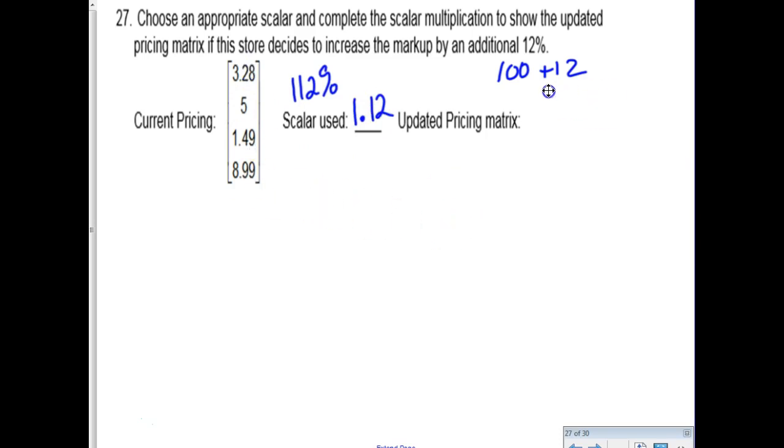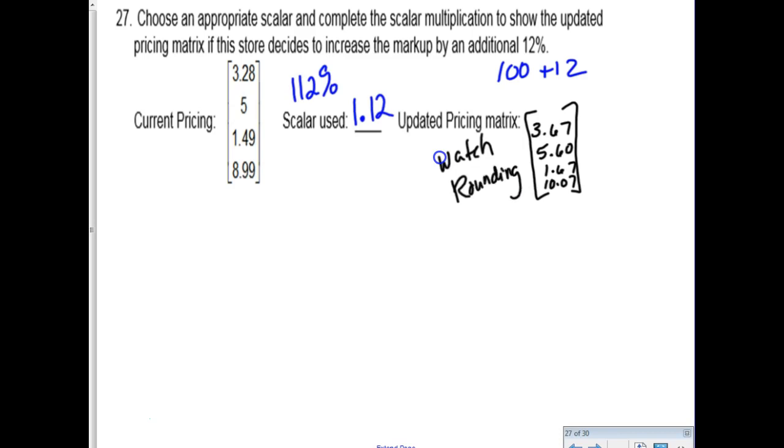Now, there's nothing wrong with not using a matrix on your calculator. You could just manually multiply each one of these by 1.12. You just have to make sure that you're understanding that this is a pricing matrix, so you need to round appropriately, which means to the 100th place if you need to round at all. So like this first one comes out to 3.67 when you round, and this one comes out to 5.60, and then 1.67, and then $10.07. Okay, so just watch the rounding on this one, because you have to make sure it makes sense for the problem. Matrices are all about applications.